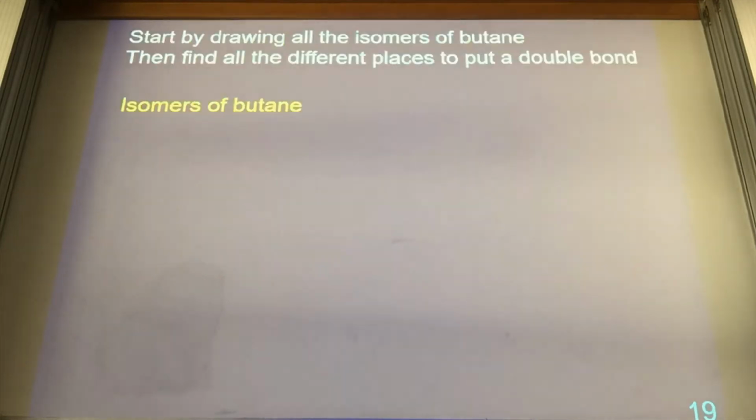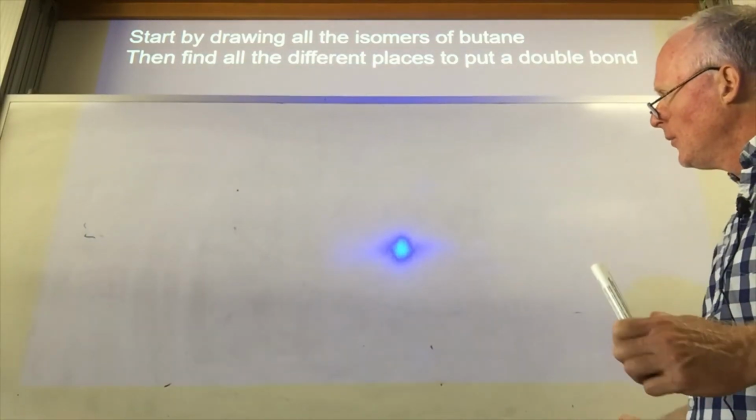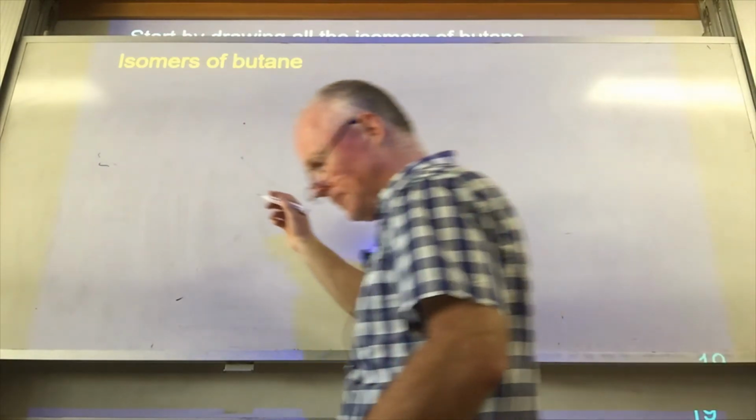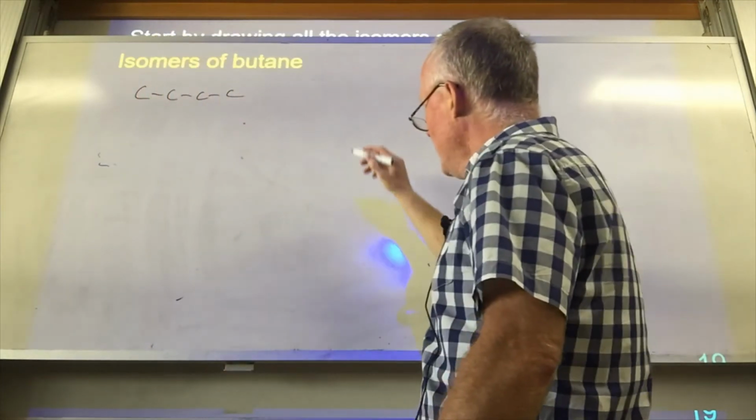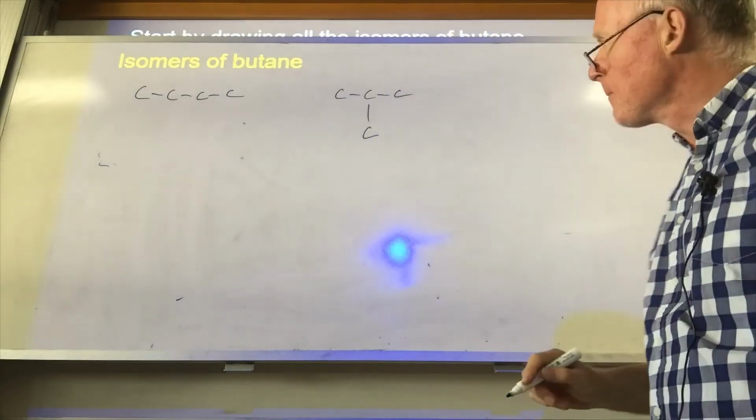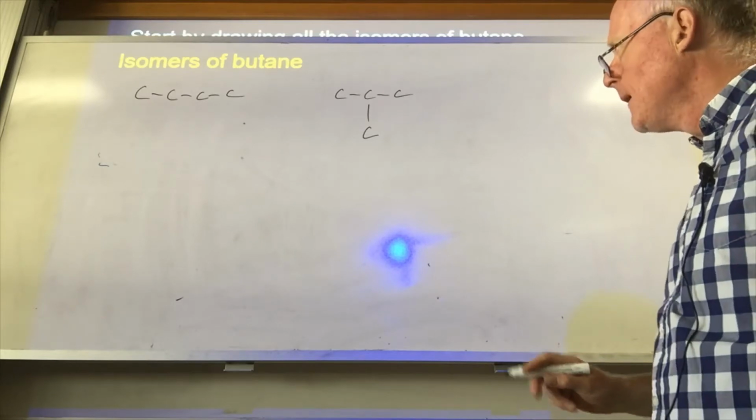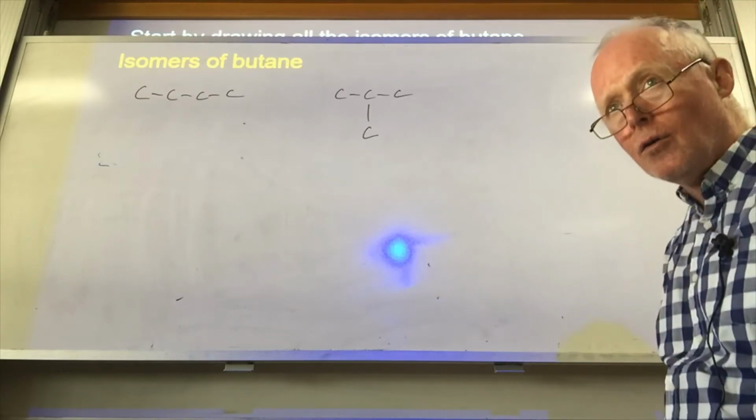Now the trick is, start off with the isomers of the parent alkane. So start off with butane. When you get all the different isomers of butane, you go through each one in turn and find the different places to put a double bond. So we start off, we can have 4 carbons in a row. It's going to be based on N-butane, and we've got the ones based on methyl propane. There are no other isomers of butane. Now we're going to take each one of those in turn, and we're going to put double bonds in all the different places.